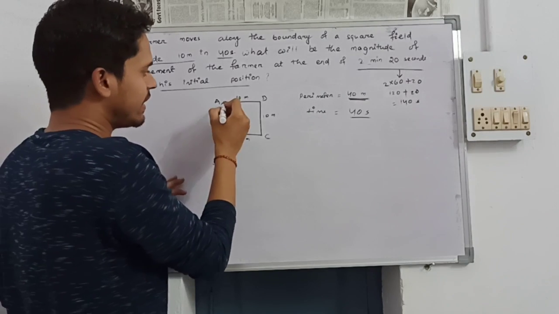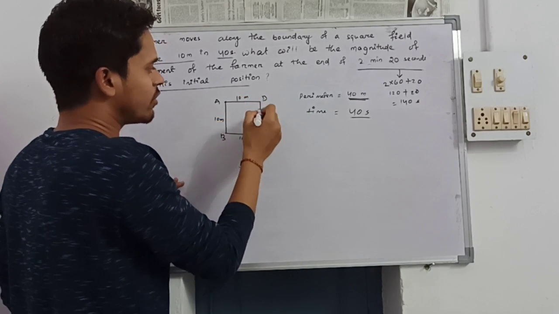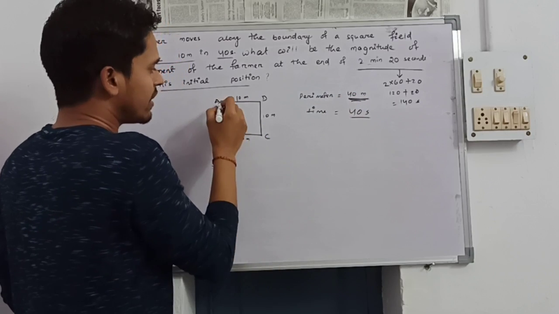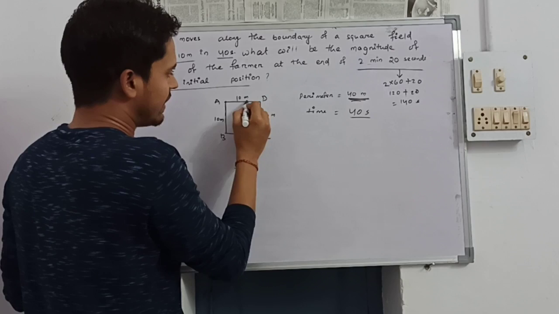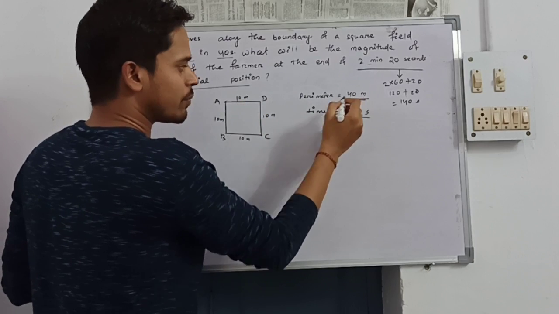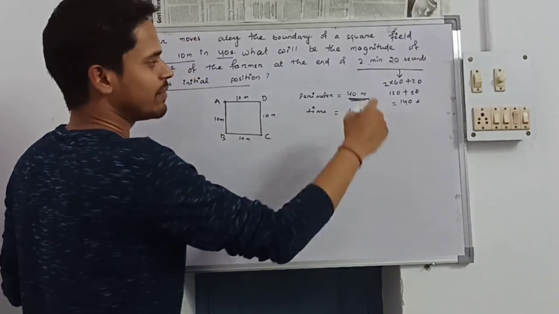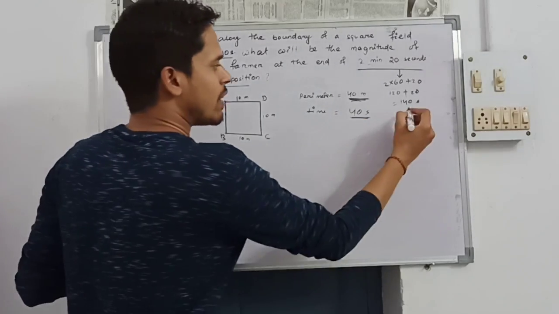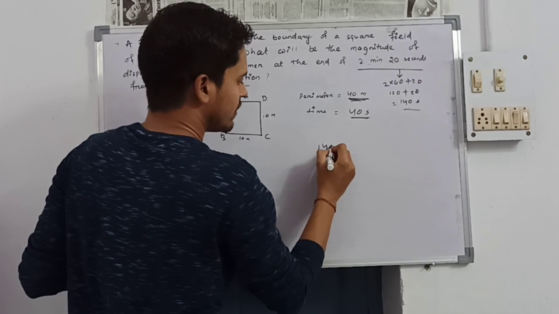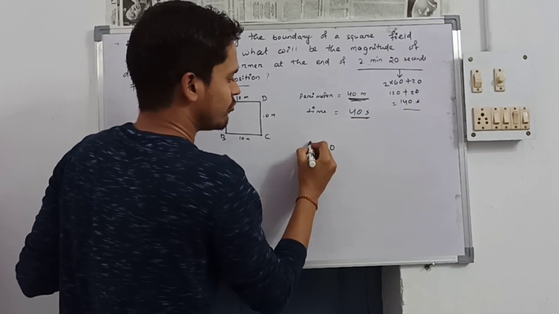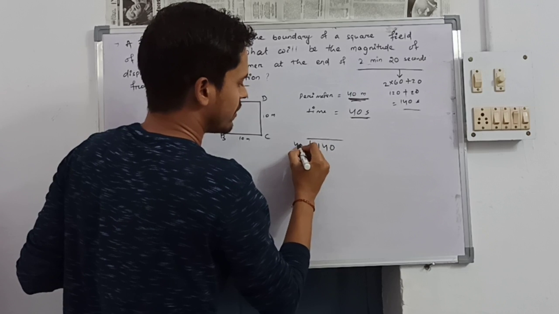So here you see, in 40 seconds he is making one round and covering 40 meter. So every 40 seconds his distance covered is 40 meter, but displacement is 0. So every 40 seconds the displacement is 0. So if you take 140 seconds, how many 40 seconds will come? That is 140 divided by 40.